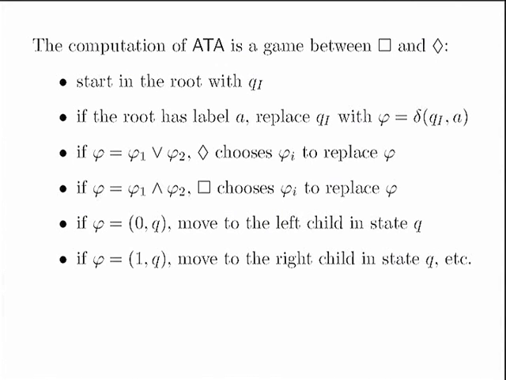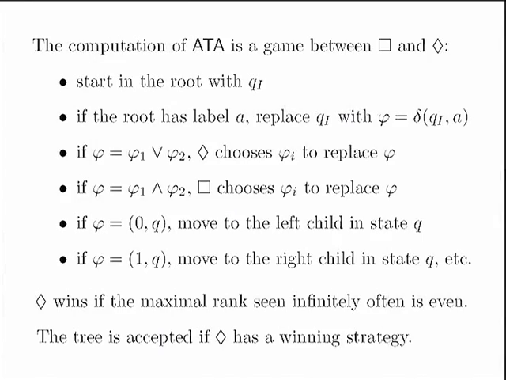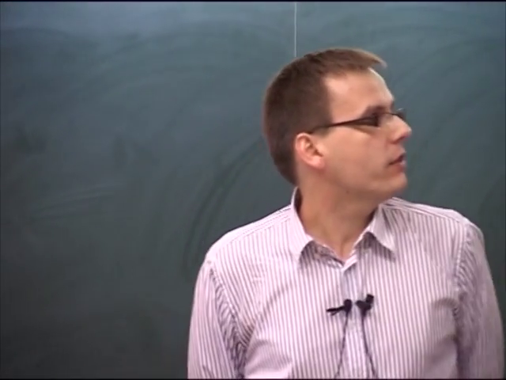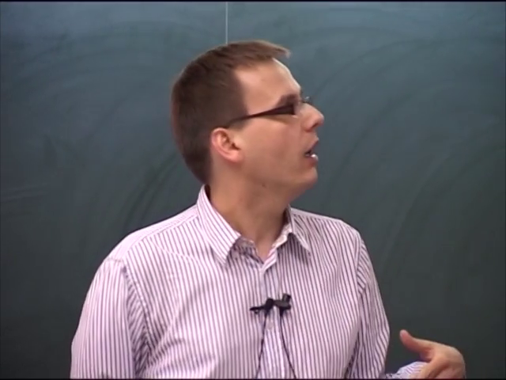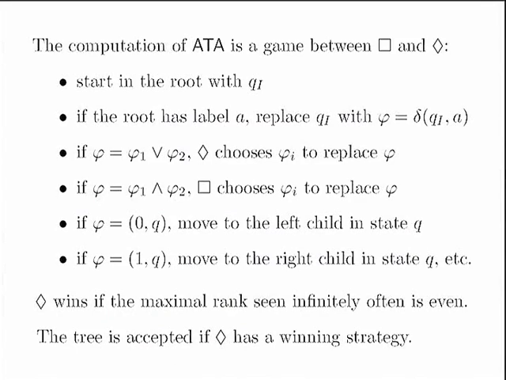Finally, you go down to a single pair, direction and state, and this pair tells you where to go. If it's 0Q, you go to the left child in the state Q. If it's 1Q, you move right in the state Q. Diamond wins such a play if in the sequence of ranks, defined by the sequence of states that are visited, the maximal rank that was seen infinitely often is even. Otherwise, Box wins. And we say that the tree is accepted by this automaton if Diamond has a winning strategy for it.